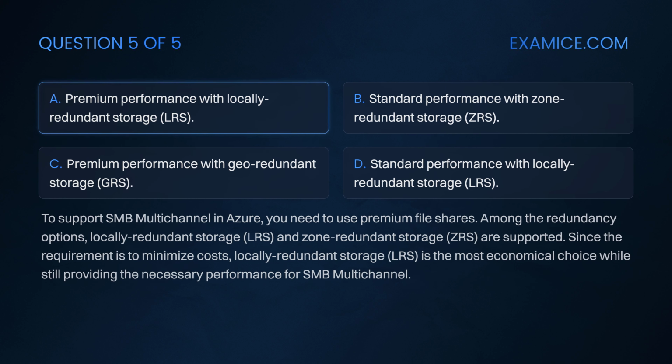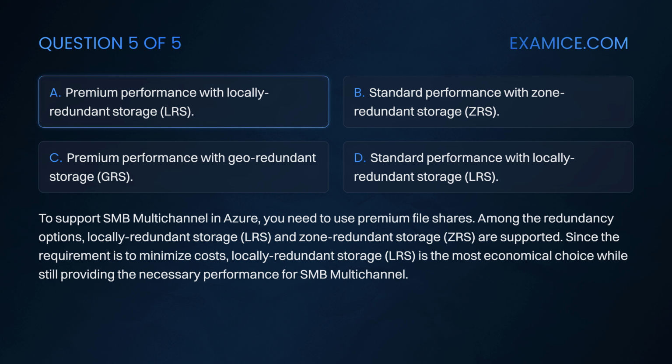To support SMB multi-channel in Azure, you need to use premium file shares. Among the redundancy options, locally redundant storage and zone redundant storage are supported. Since the requirement is to minimize costs, locally redundant storage is the most economical choice while still providing the necessary performance for SMB multi-channel.